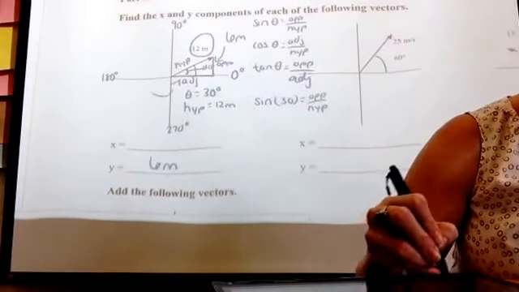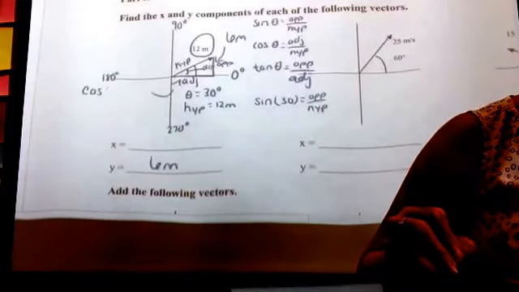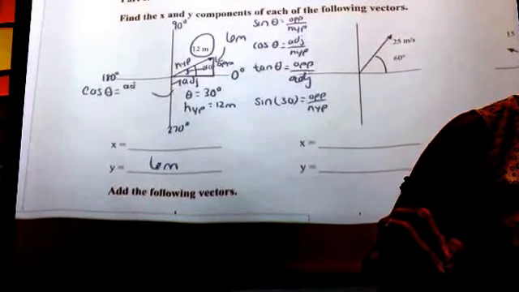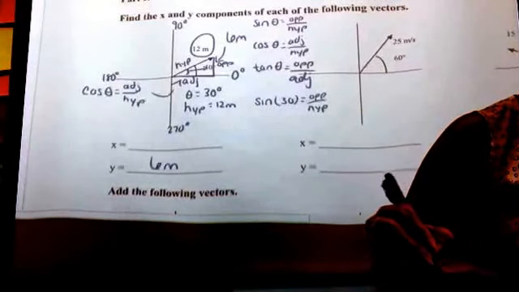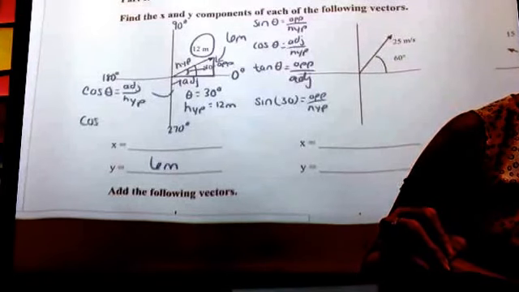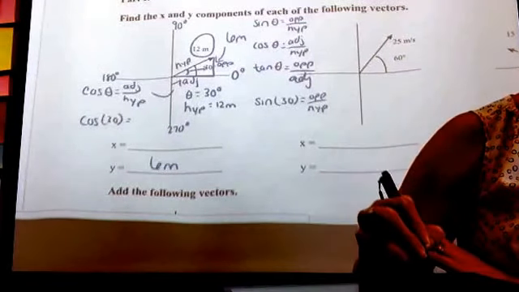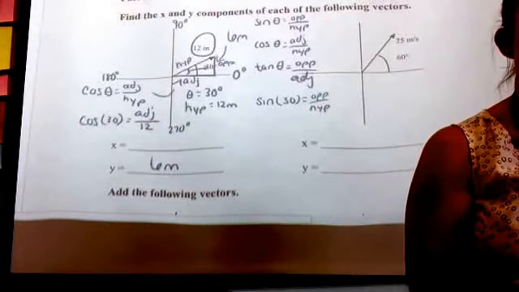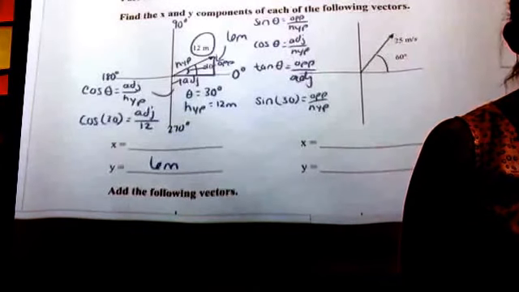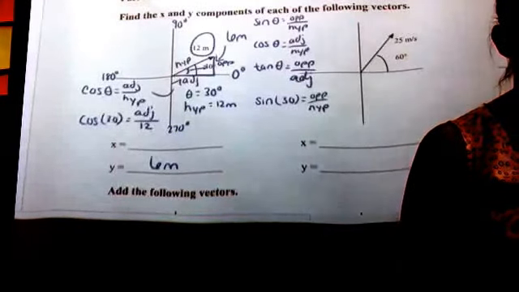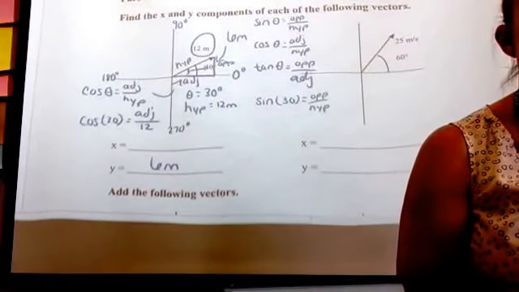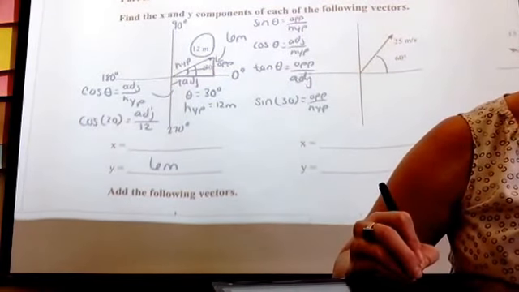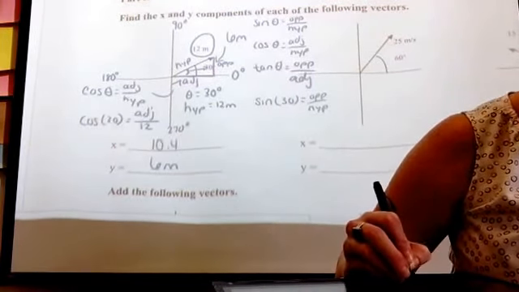To find the adjacent side, you use cosine. Cosine theta equals the adjacent over the hypotenuse. Plug in your numbers. Cosine 30 equals adjacent divided by 12. In your calculator, you do cosine 30 times 12. And the x component is 10.4 meters.